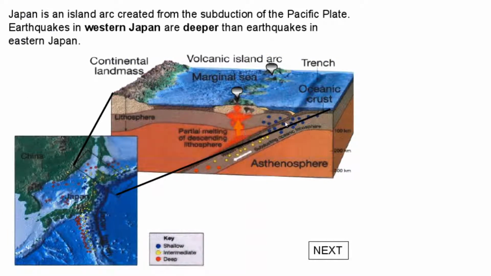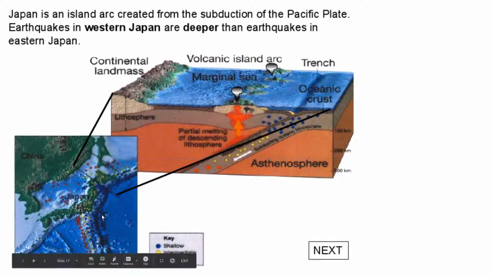There's another picture of it. I like this because it's got these blue dots, yellow dots, red dots. And the key down here says shallow, intermediate. It's covered up, but the other one says deep. Those are epicenters of earthquakes. So I've been talking about shallow earthquakes and deep earthquakes. This is just showing that I'm not the only person who talks about that. And that's evidence for subduction.